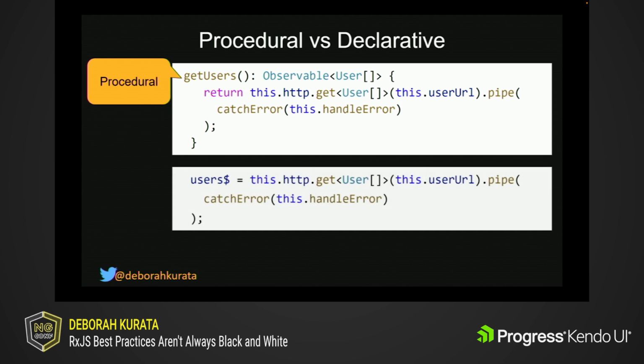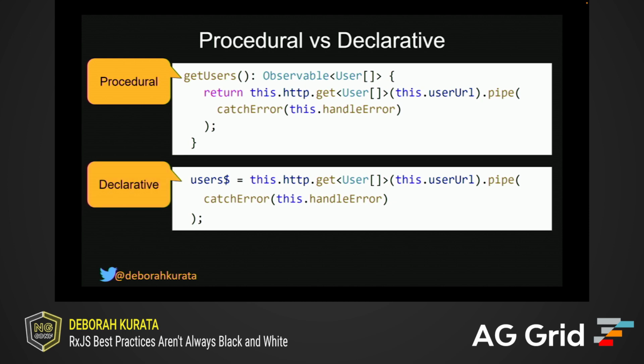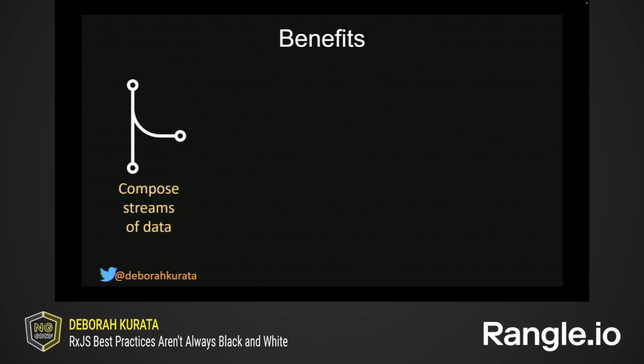Using a declarative approach, we instead declare a variable like users$, and assign that to our HTTP GET. So it's a very small change if you just look at the two different versions on the slide here. But by going declarative, you have a lot of benefits. You can more easily merge or compose streams together because you have them all in these individual variables that you can put together and filter and merge.